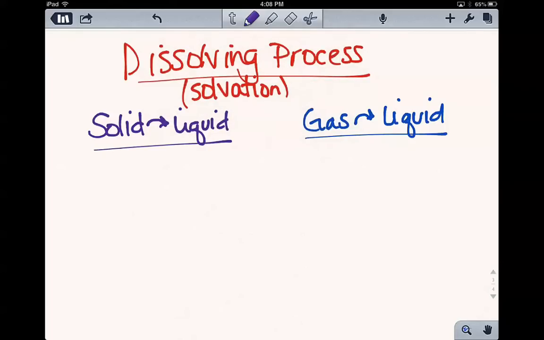Whenever you are asked a question, or you in your real life are dealing with, okay, how do I get a solid to dissolve in a liquid? What I want you to think about is Kool-Aid. What do you do to get the Kool-Aid to dissolve faster?